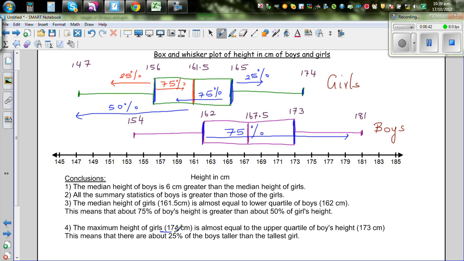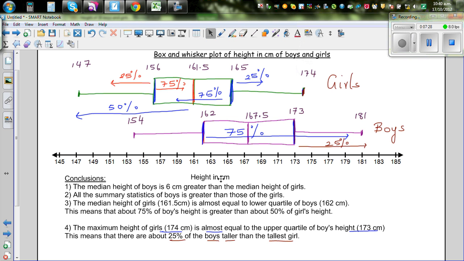The maximum of girls' height, which is 174 centimeters, is almost equal to the upper quartile of the boys' height, which is 173 centimeters. What does that mean? That means that there is 25% of the data above the upper quartile. So about 25% of the boys are taller than the tallest girl. The tallest girl is 174, and the upper quartile of boys is 173. So you can say there are about 25% of boys taller than the tallest girl.